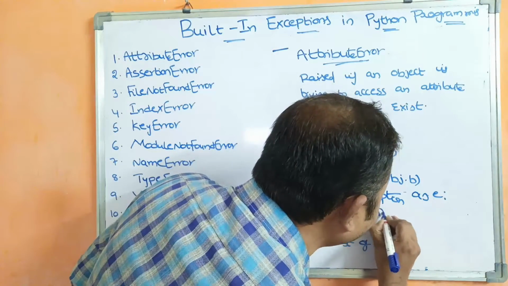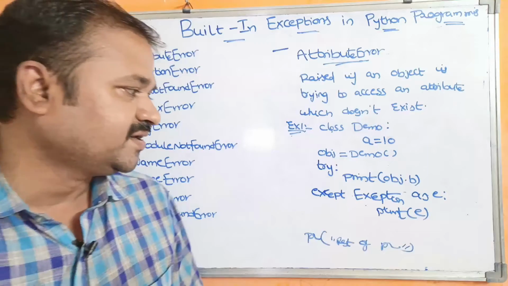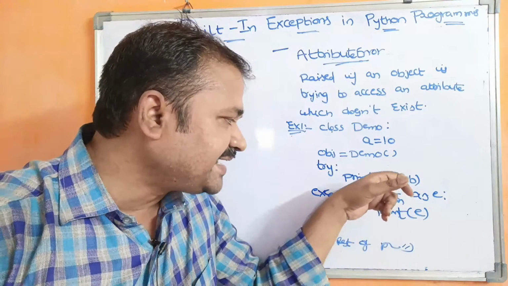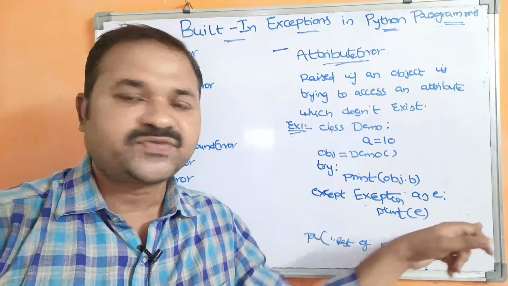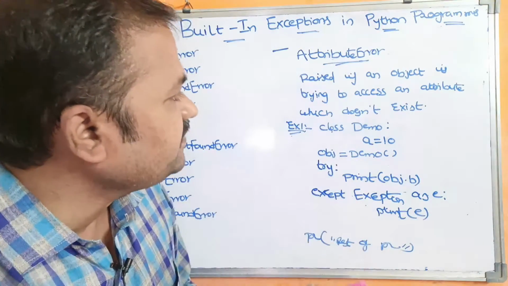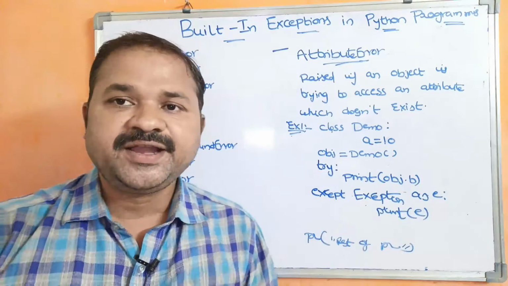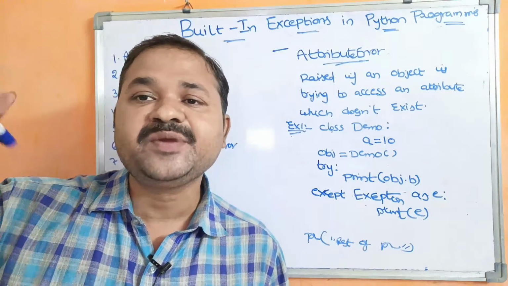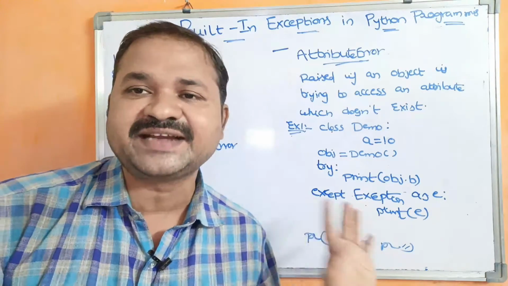Then here E is nothing but some reference. So we can display that reference, print of E. Now what will happen is, the exception message will be thrown to this E reference. So what is E now? Here E means demo object has no attribute B. That message will be printed, and after that the rest of the program will get printed.